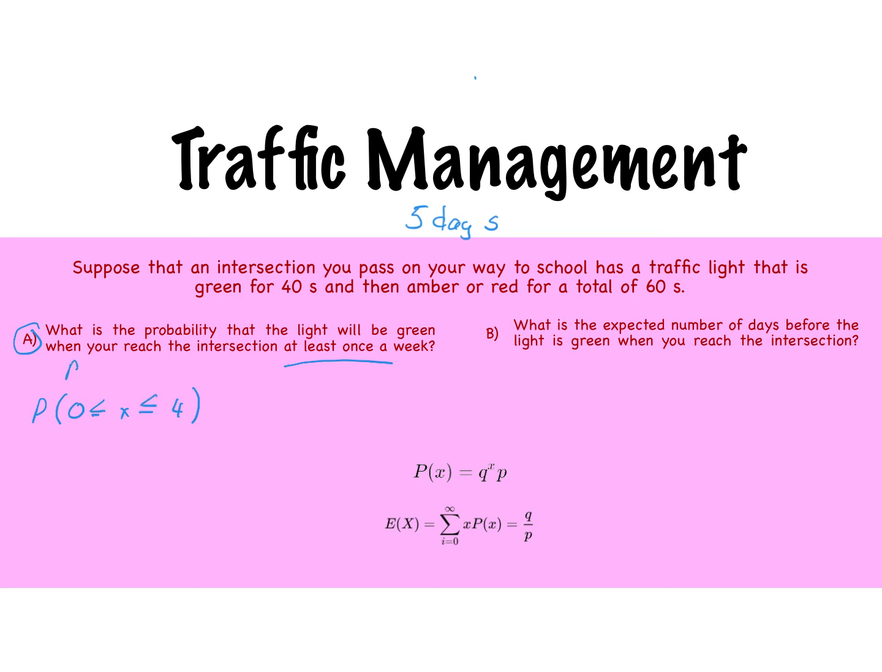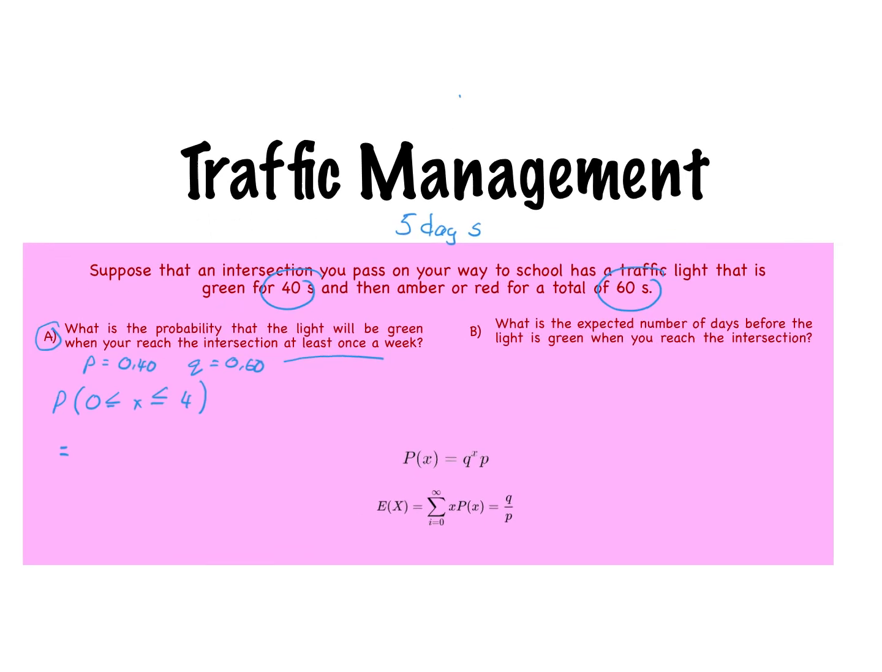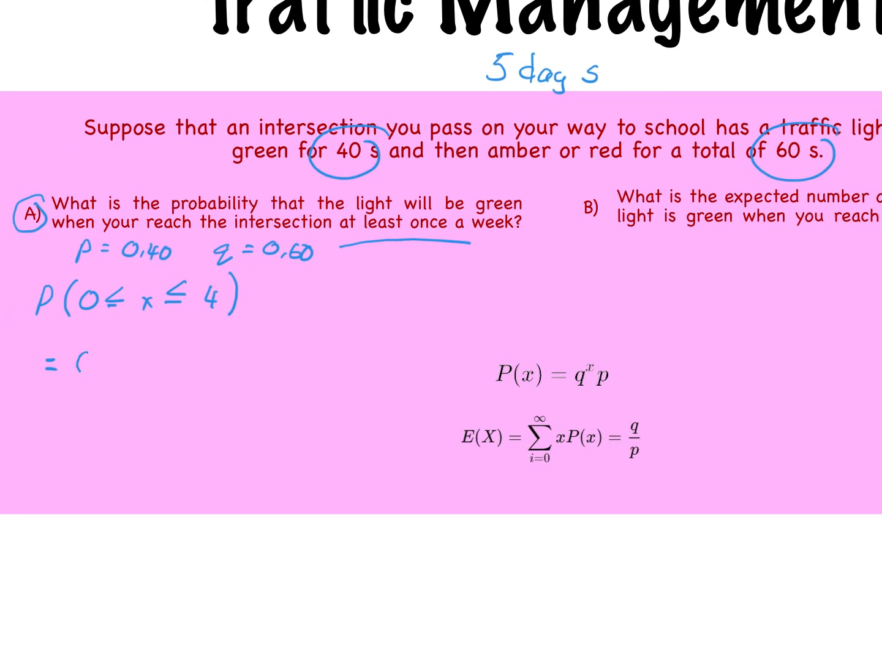The probability of success is 40, and the probability of failure is 60. Those add up to 100, so it's 40 over 100 and 60 over 100. So let's go ahead and do the probabilities. So the probability of not having to wait, so being successful the very first time, is 0.4. The probability of having to wait 1 day is 0.6 times 0.4. So there's your 1 day.